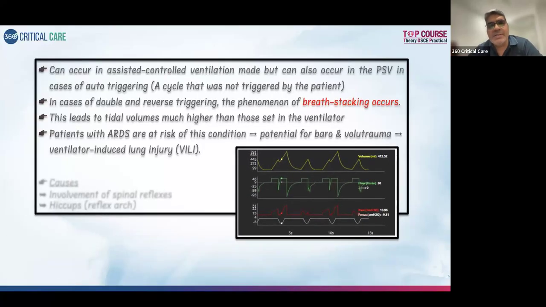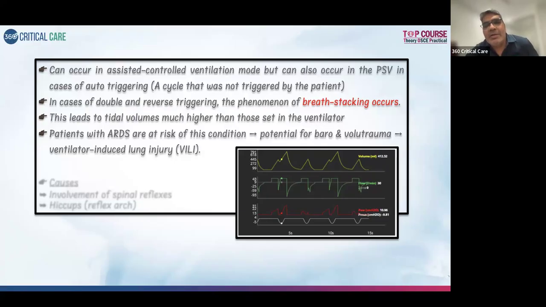It can happen in assisted control ventilation mode, but can also occur in pressure support ventilation. In case of double or reverse triggering, there is a phenomenon called breath stacking. So this is breath stacking. If it comes in your exam as a spotter, what do you see in this picture? The buzzwords will be double triggering and breath stacking. You have to talk about breath stacking. That's the word the examiner is waiting for.